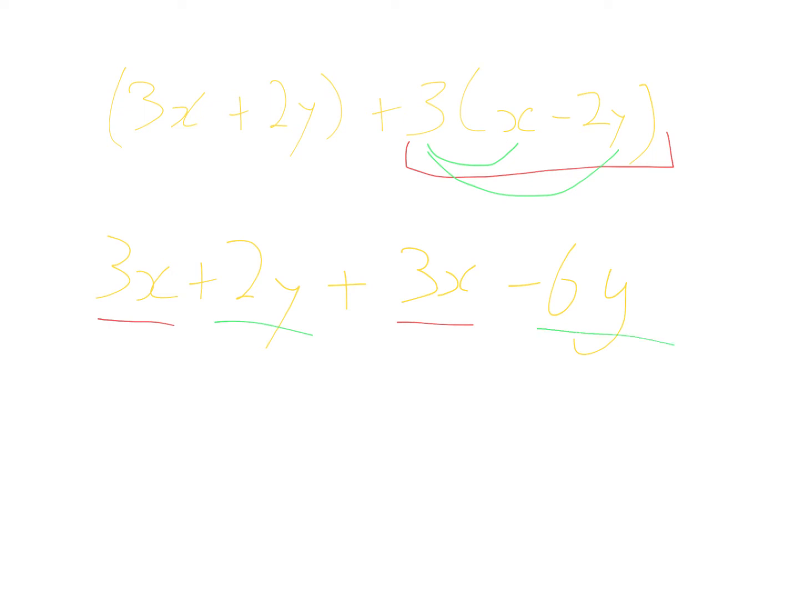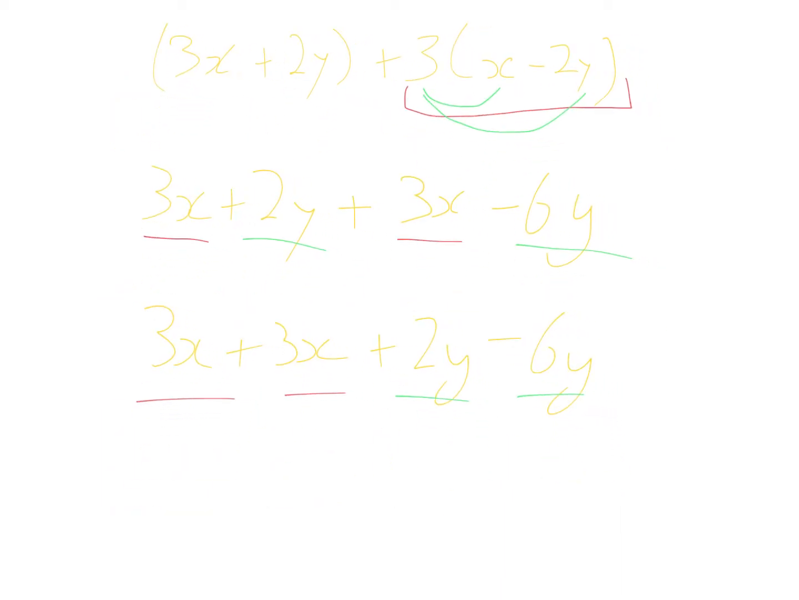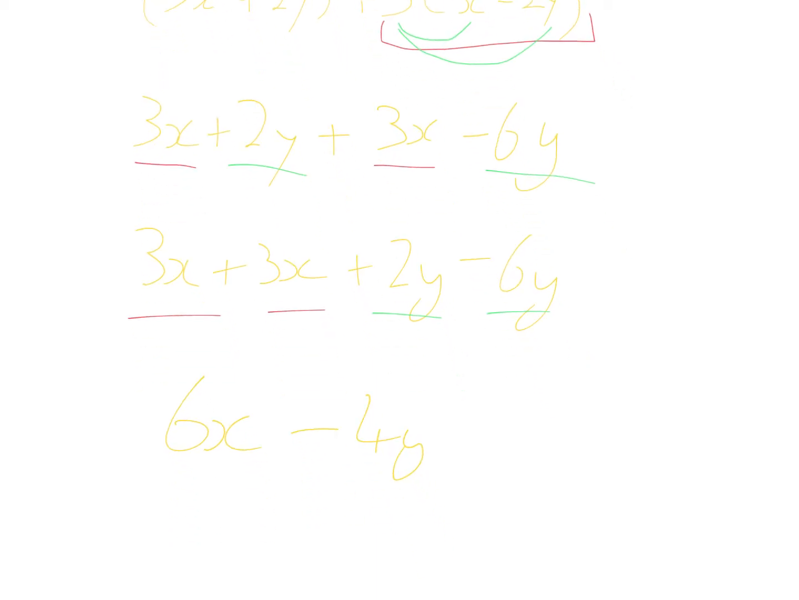So let's rewrite it with our like terms together. 3x, add 3x, there's our two x terms. We've got a 2y, take away 6y, there's our two y terms. Again, x's go together, y's go together. I'm just underlining them there so you can see I've rearranged what I already had. Then 3x plus 3x is 6x. Add the numbers in front and keep the x. 2y take away 6y, well 2 take away 6 is minus 4. And then we keep our y. So our red terms, our x's have become 6x. Our y terms have simplified down to minus 4y.